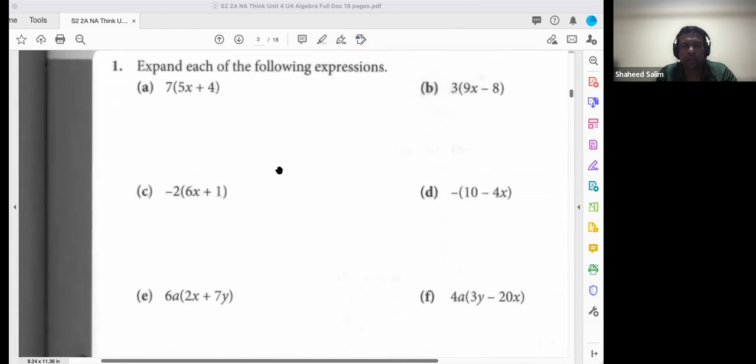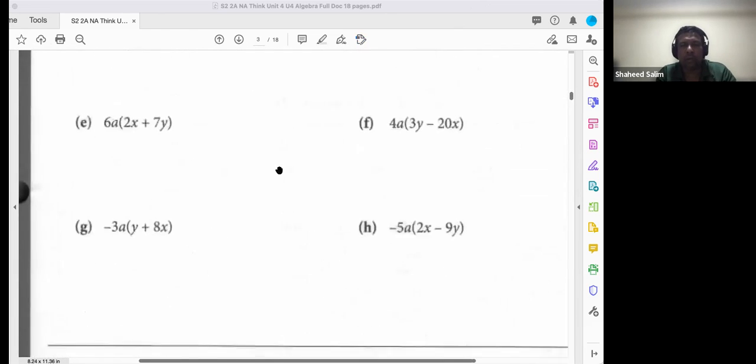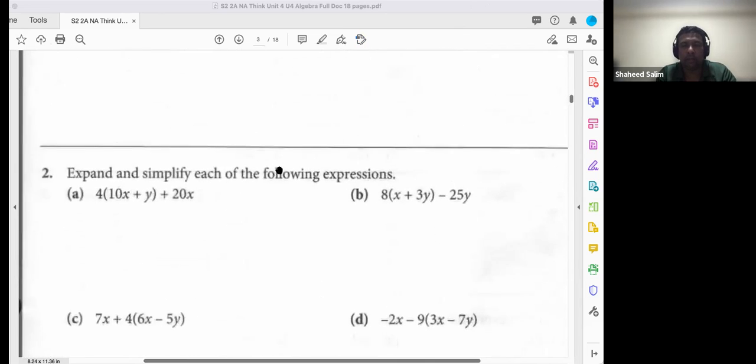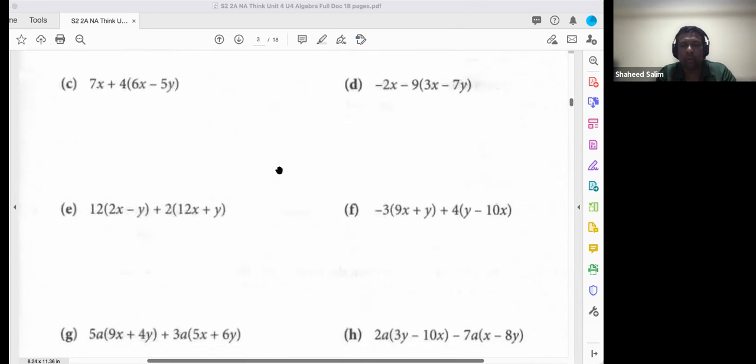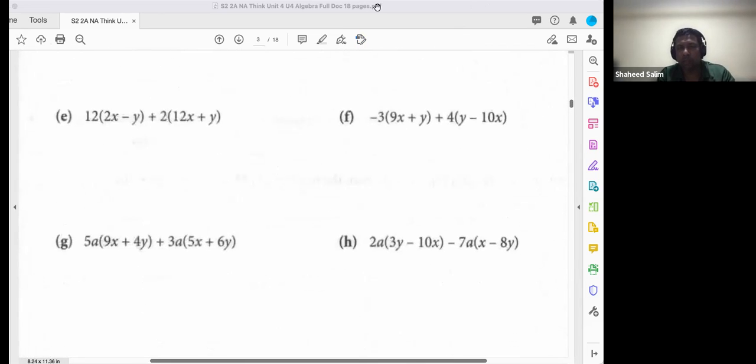Now expansion. This one you cannot do. We have a little bit of a problem. I think we go to a more complex one. Can we try question H, please? H.